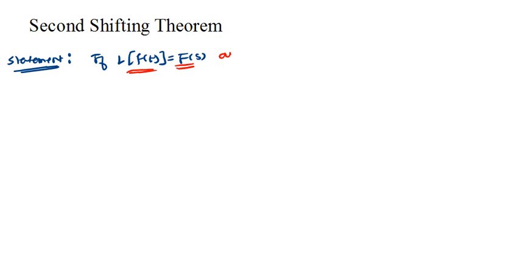Okay, now we will see the next theorem, that is the second shifting theorem for Laplace transform. In this case you need to remember the theorem first. So what does the theorem say? We will write the statement for the second shifting theorem. If L of f of t is f of s, and also in this case we are given some extra function, that function is F of t.